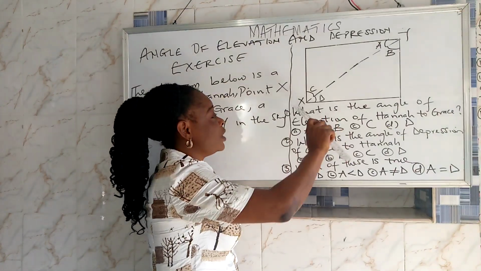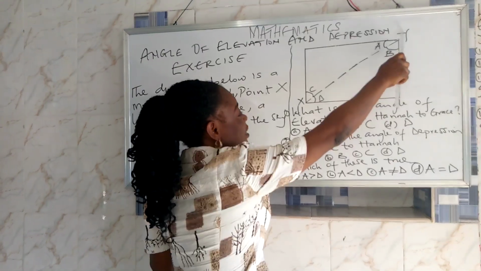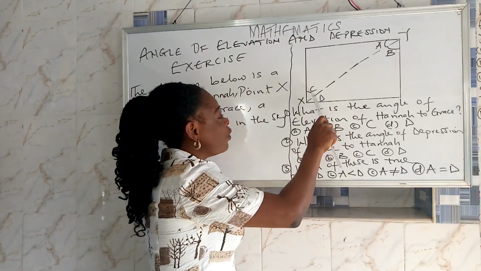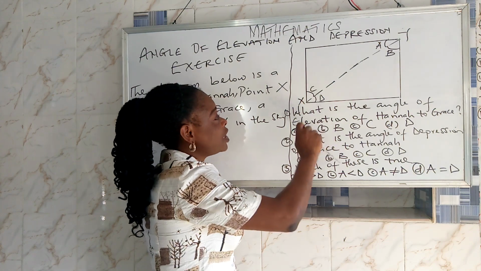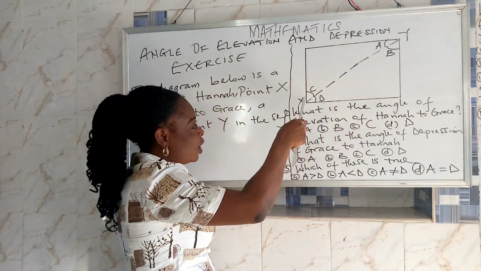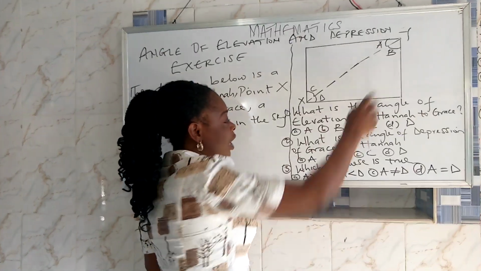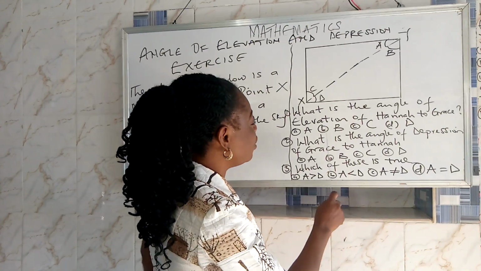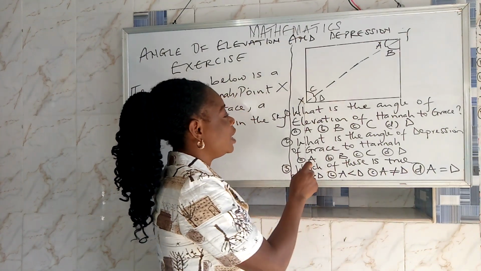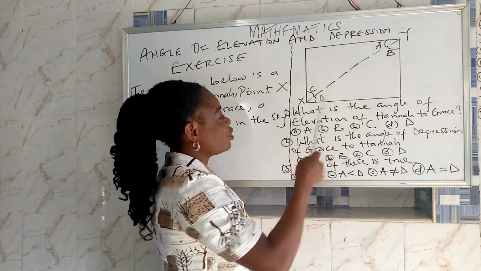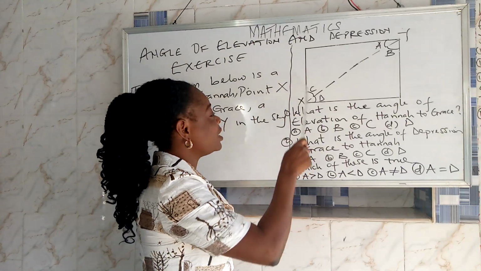This is the line of sight, and this is the angle that is formed here. Looking at this is my horizontal line, and this is the angle of elevation here. And this is Anna, Grace here, looking down to Anna. There's another angle that is formed there. So the first question, what is the angle of elevation of Anna to Grace? Remember the instruction. This is Anna looking at Grace. So who can tell me which one is the angle of elevation here?